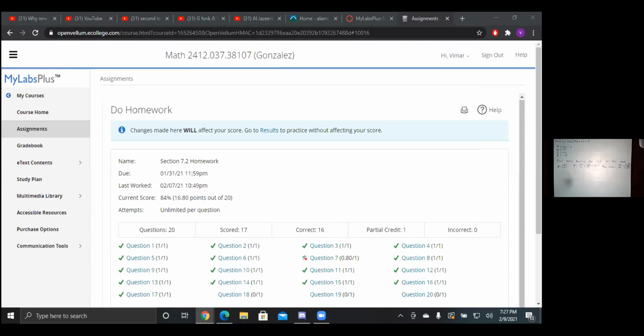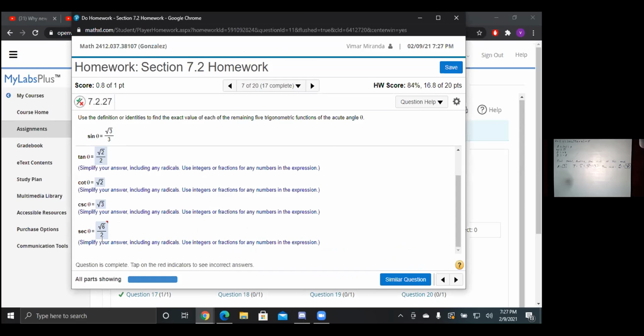Okay, so for the secant, I had gotten the answer. I believe it was... Well, I don't see it anymore. All I see is the questions. For this answer, I had gotten square root of 23 over 25. I was trying to figure out how to get this answer. I could not find out how. So you had square root of 23? Yeah, it was square root of 23 over 25. And they have square root 6 over 2.